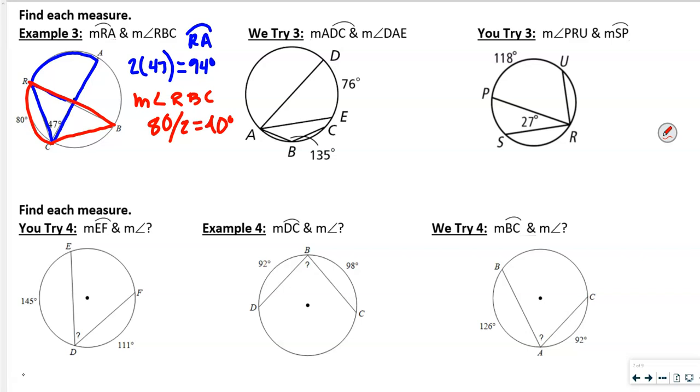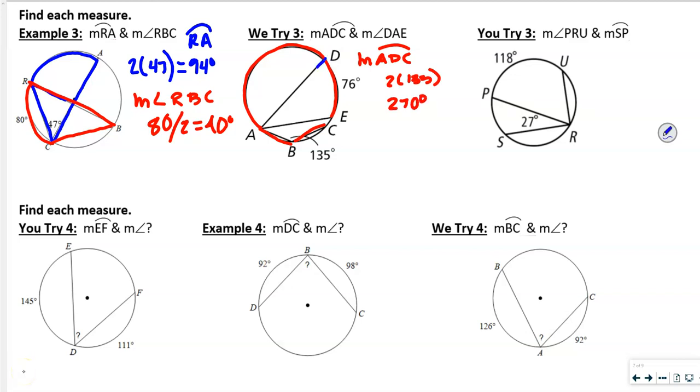All right, so the retry. So we're looking for, oh, looks like our thing slid over here, but it's arc ADC. So ADC is right there. So where's the angle? It's right there, isn't it? So what do we do to find the arc? The measure of arc ADC is going to be 2 times the 135, isn't it? So that's going to be 270 degrees.